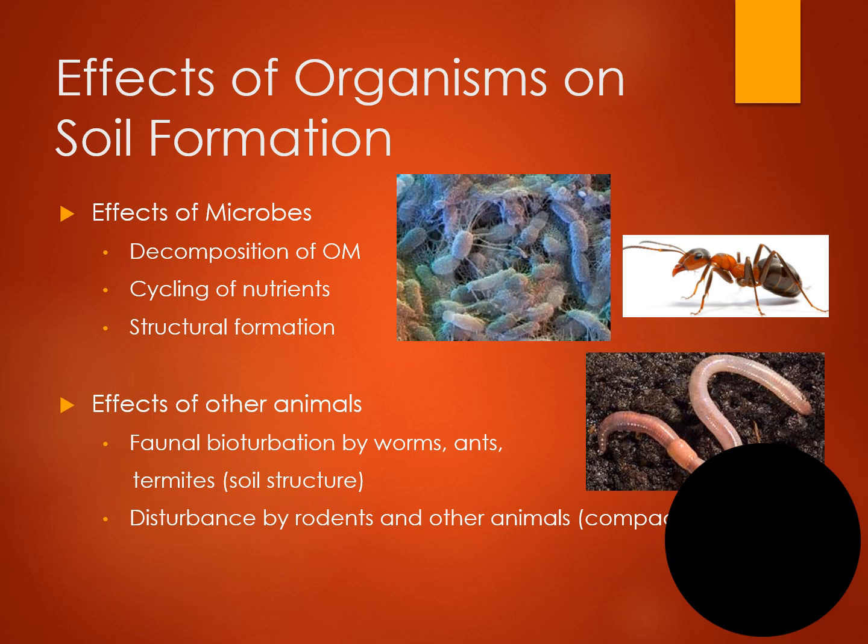So, when we look at further effects of organisms on soil formation, we can look at the effect of microbes. The decomposition of organic matter done by these little boogers is incredible. They are responsible for cycling of nutrients, structural formation. They're the movers and shakers, quite literally, of soil. We also see major effects from other animals, like the faunal bioturbation by worms and ants and termites that help to create soil structure.